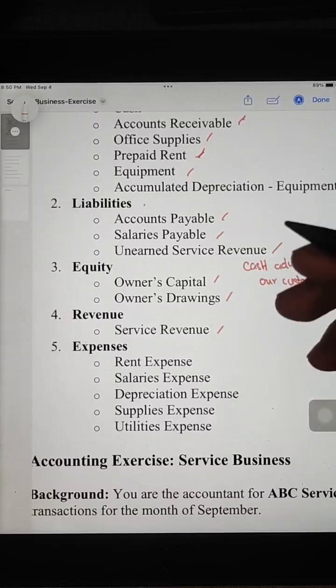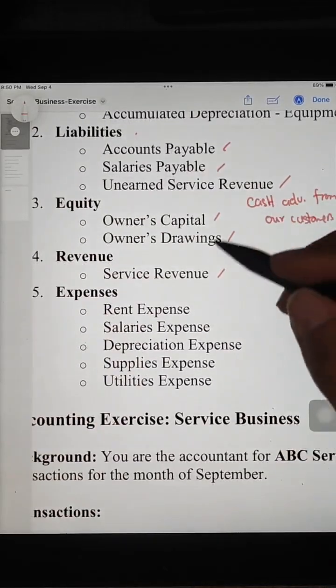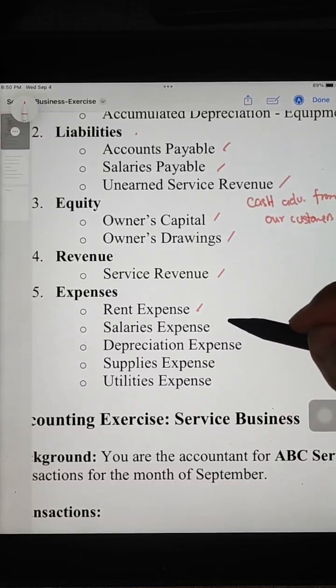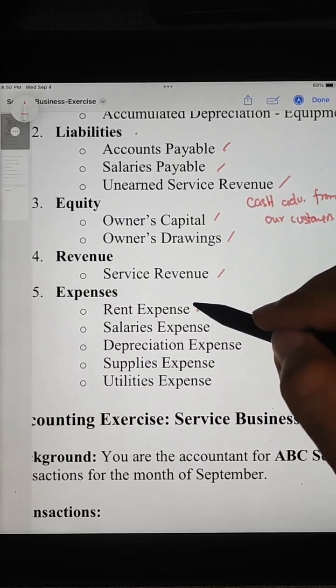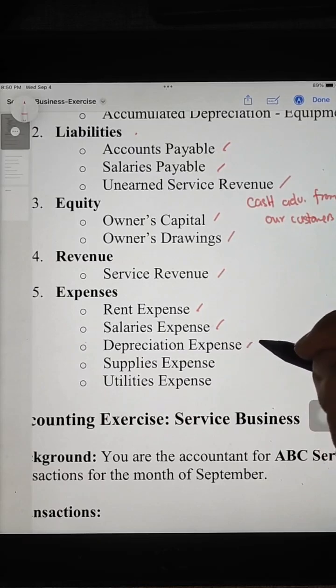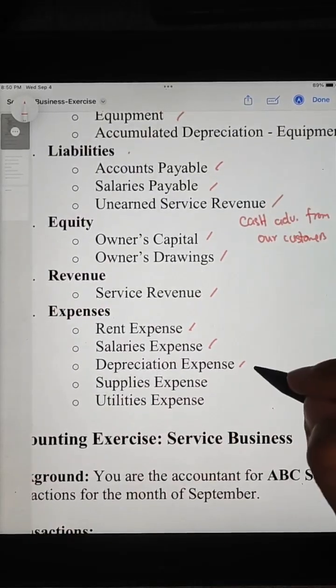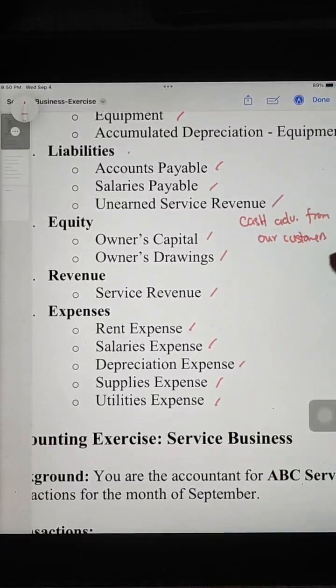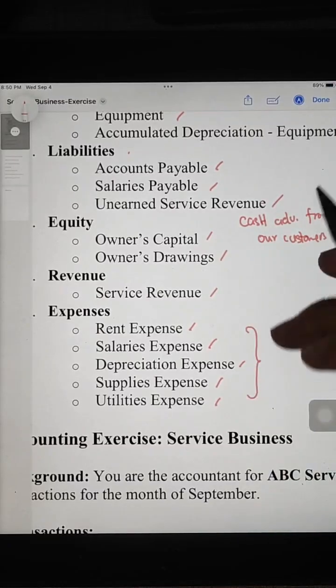Service revenue when we render service. Then of course, rental expense. If we have already used the rent for the month, then that's the time that we record rent expense. Salaries expense, depreciation, we'll just skip this one. We will be discussing this one as well when we get to adjusting entries. And then supplies expense and utilities expense. So these are all expense accounts.